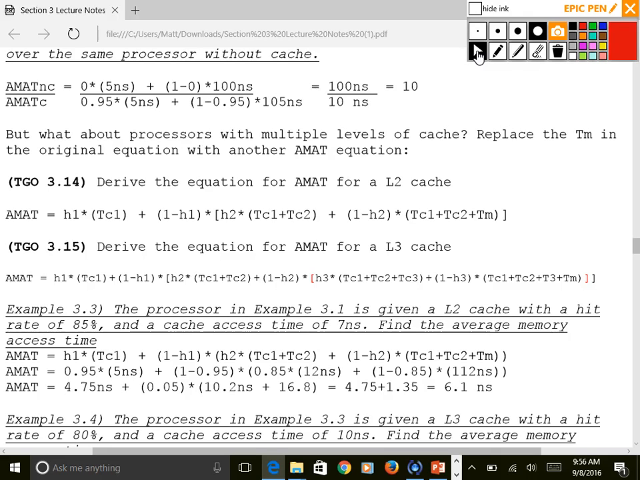But what you're going to see when we work through these next equations is that with more levels, the average memory access time goes down, but you're also going to see that level 3 is about where we want to stop adding levels of cache. And we're going to show why.